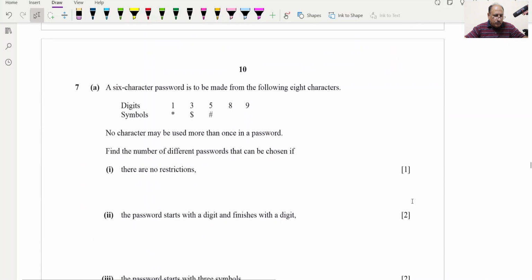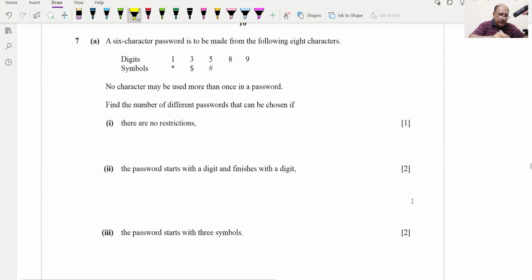Now we can move to question number 7. Question number 7 says a 6-character password is to be made from the following 8 characters. Digits are provided, like 1, 3, 5, 8 and 9, and these 3 symbols are also provided.